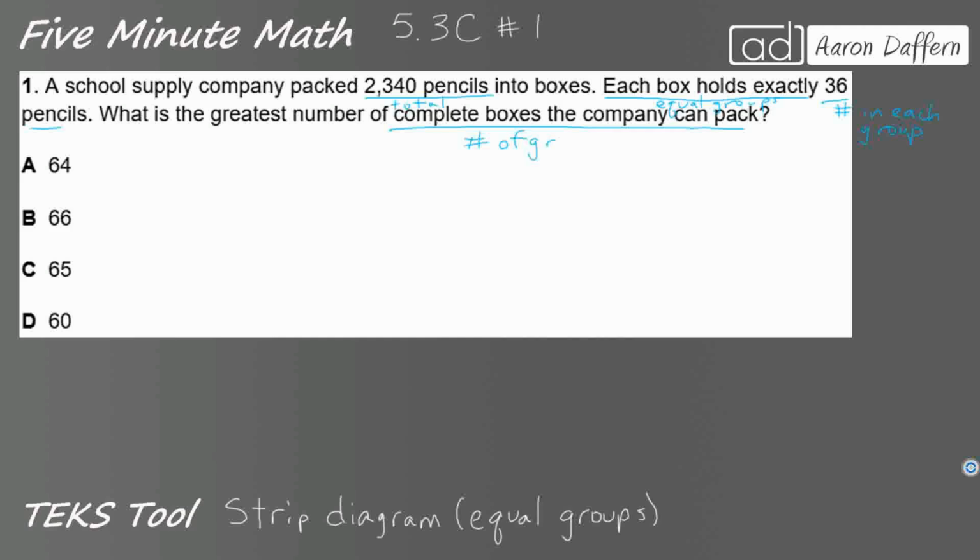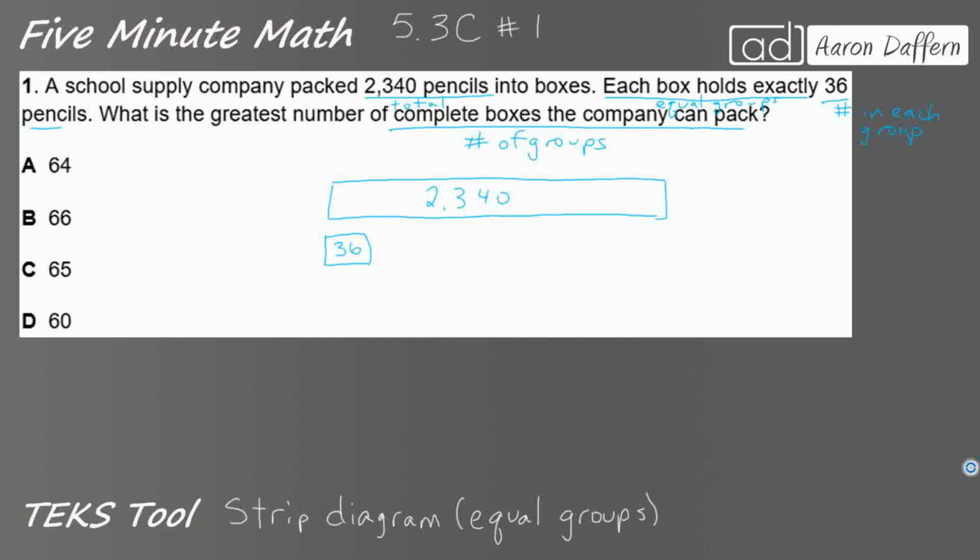Well, if you know your equal groups, then it's pretty good because you know which operation we need to do. When they give you the total, and then they give you the number of groups or the number in each group, and you're looking for the other one, that means we're going to divide. We've got 2,340 pencils. I'm going to draw this right here. 2,340 pencils. So that's my total. Now, I have sets of 36. Each box holds 36.